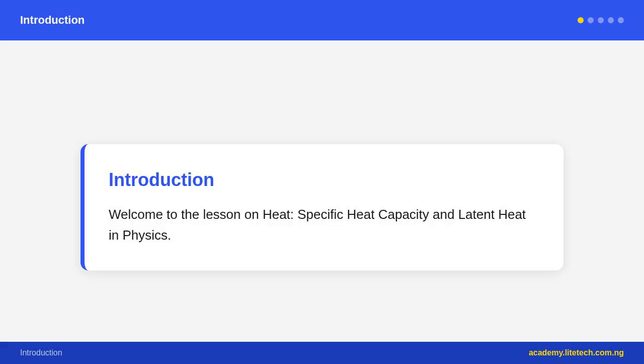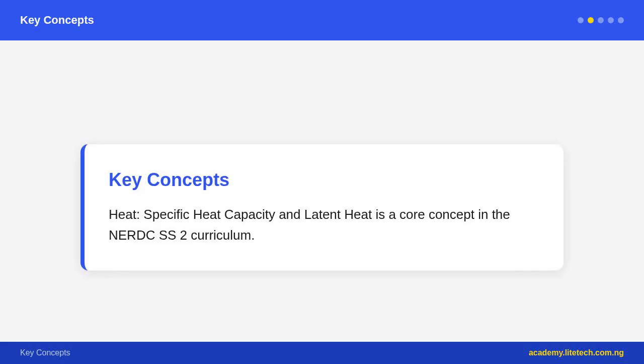Specific heat capacity, denoted by the symbol C, is defined as the amount of heat energy required to raise the temperature of 1 kg of a substance by 1 degree Celsius or 1 Kelvin. The SI unit of specific heat capacity is joules per kilogram per Kelvin, written as J per kg per K. The formula that governs heat transfer is Q equals m times C times delta T. Here, Q is the heat energy in joules, m is the mass in kilograms, C is the specific heat capacity, and delta T is the change in temperature.